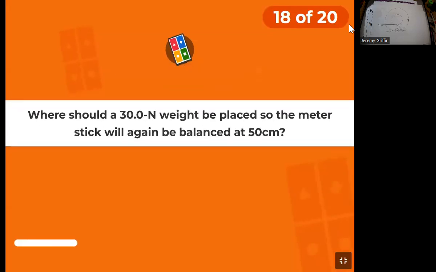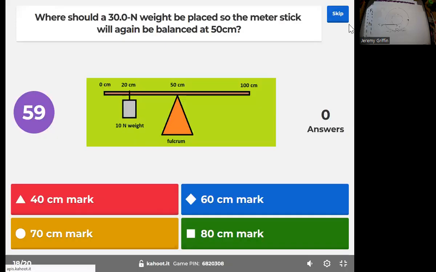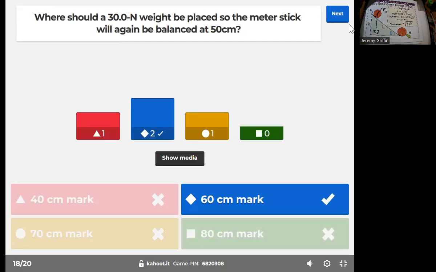Liam is getting the points. Where should a 30 Newton weight be placed so that the meter stick is balanced at the midway mark? So you want to balance that out. Where do you have to put a 30 Newton weight? A couple of guys got it. So flip the screen over.